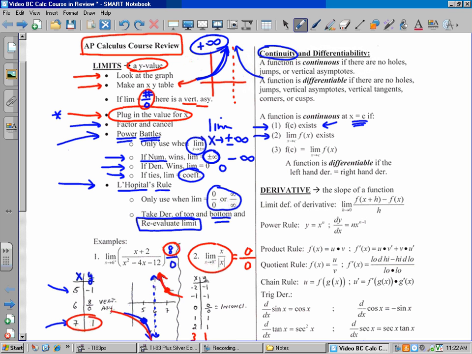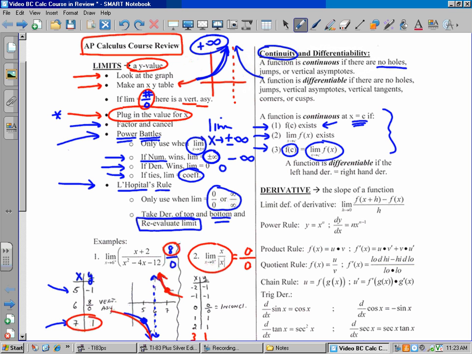There also needs to be a limit as x approaches c from both sides. So the limit has to exist. You can't have DNE for the answer to the limit. And the value of the function needs to equal the value of the limit in order for a function to be continuous. This is the technical definition of continuity.